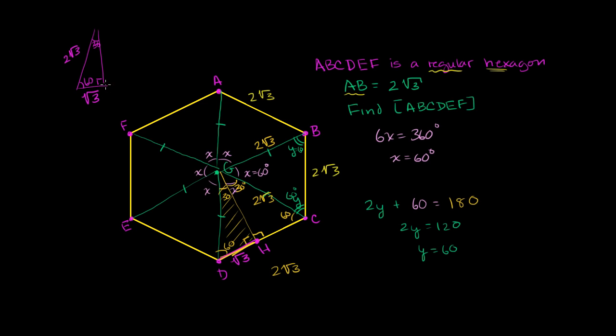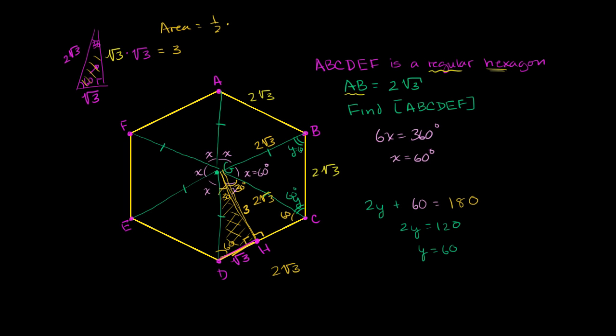And from 30, 60, 90 triangles, we know that the side opposite the 60 degree side is square root of 3 times the side opposite the 30 degree side. So this is going to be square root of 3 times the square root of 3. Square root of 3 times the square root of 3 is obviously just 3. So this altitude right over here is just going to be 3. So if we want the area of this triangle right over here, it's just 1/2 base times height. So the area of this little subslice is just 1/2 times our base, just the base over here.